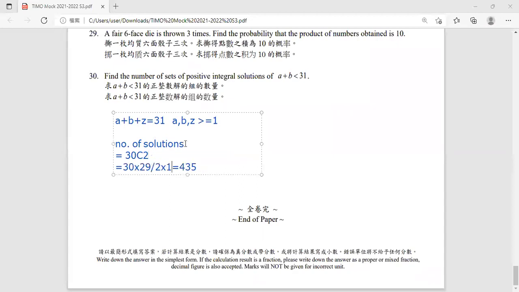Any questions? It's just that simple. Every time you encounter this type of problem, if a plus b is more than something, you put a variable on it. There will be one more number here, and then you use the method I told you the other way. Then it's just a combination problem. Any questions?